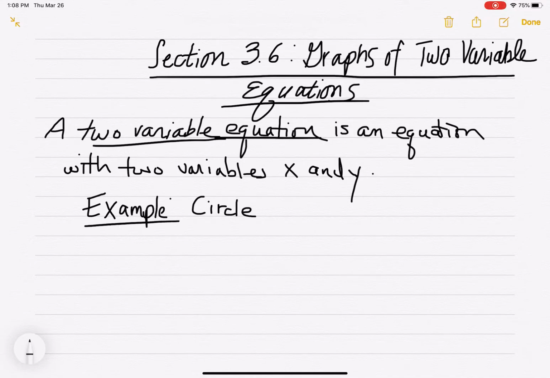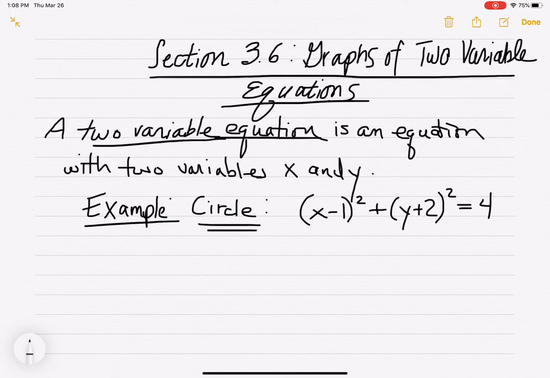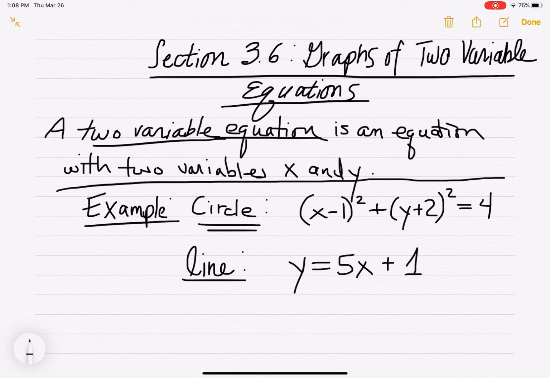The circle, when you have like (x minus 1) squared plus (y plus 2) squared equals 4. This would be a two variable equation. It's a circle. For example, a line. Remember we had like y equals, let's say 5x plus 1, and that's a line. That's a two variable equation. So these are some examples we've already looked at.